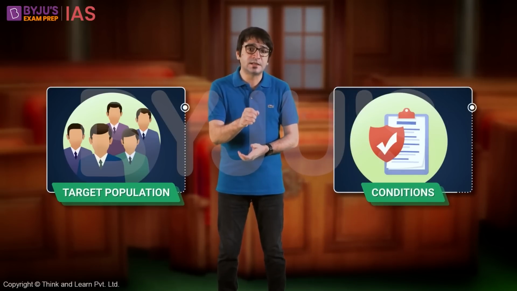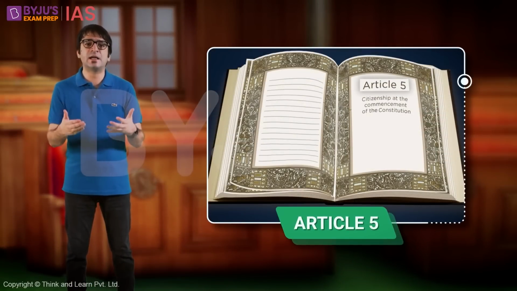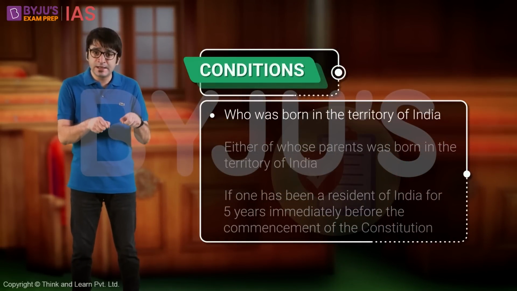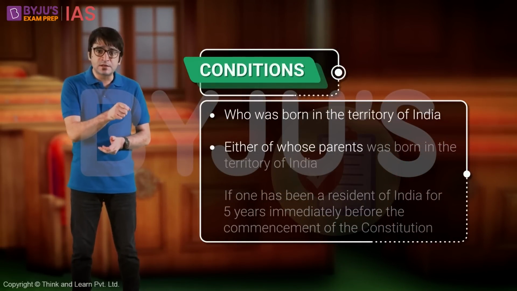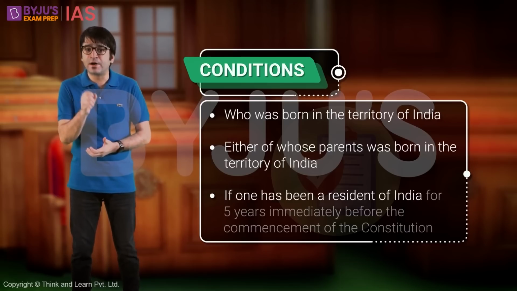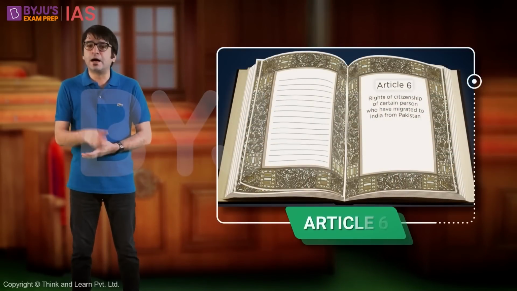There are two things that we need to look at in all these articles. One is to understand their target population, that is, on whom any particular article applies. And the other is the conditions under which that particular article is applied. Article 5, for example, is about citizenship at the time of the commencement of the Constitution. The first condition is a person was born in India, or if either of his or her parents were born in India, or if one has been a resident of India for 5 years immediately before the commencement of the Constitution. The next article is Article 6.